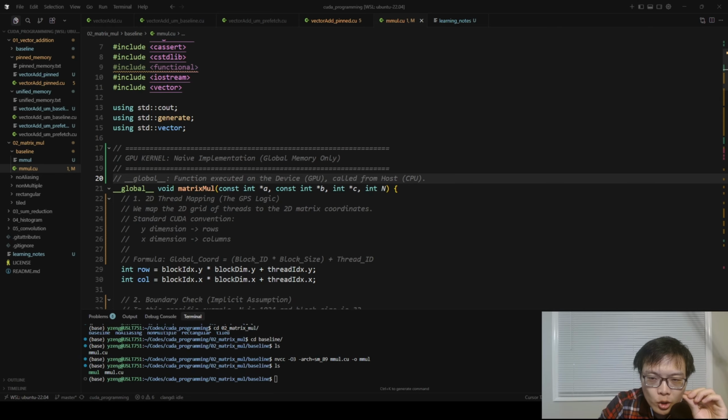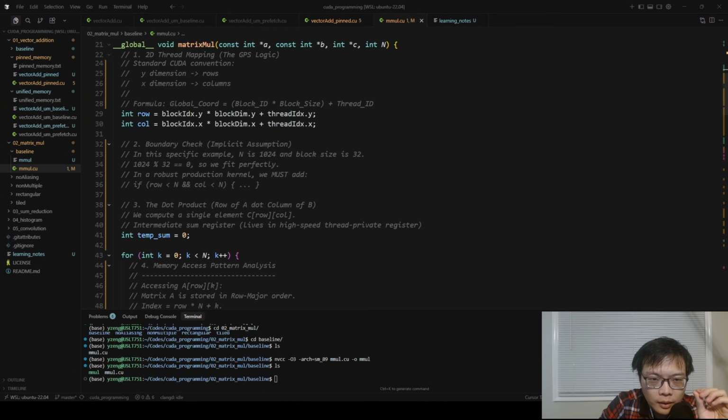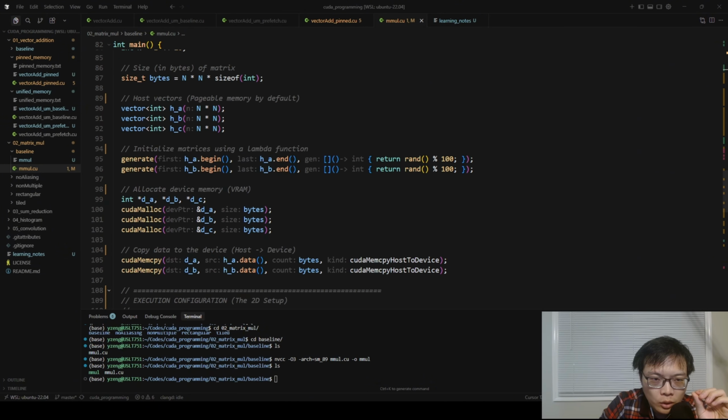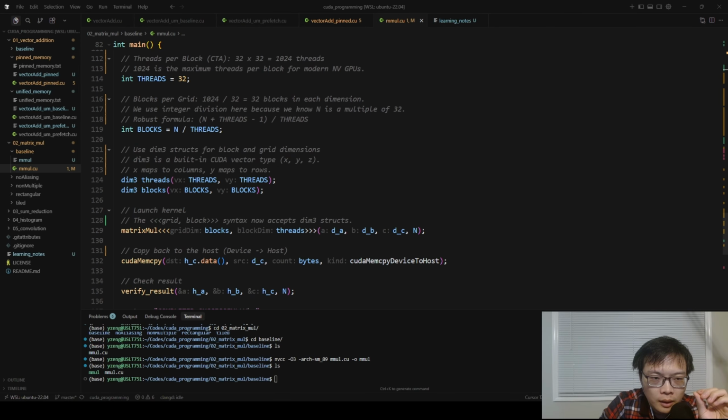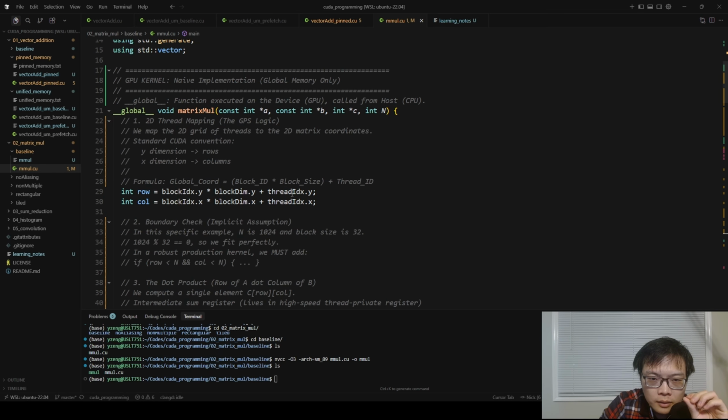First, let's talk about the matrix mapping. Matrices are two-dimensional structures, so we use a 2D grid of threads. In CUDA, we use a dim3 struct. If you go through the code, you will find the dim3 here. By convention, we map threadIdx.x to columns, and we map threadIdx.y to rows.